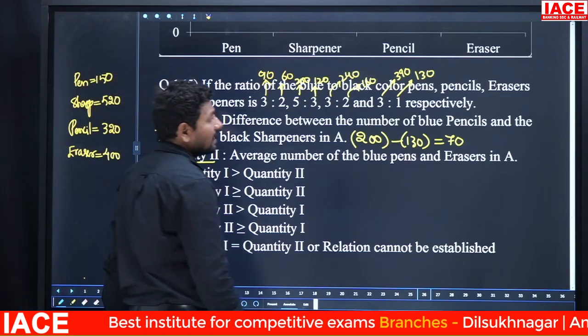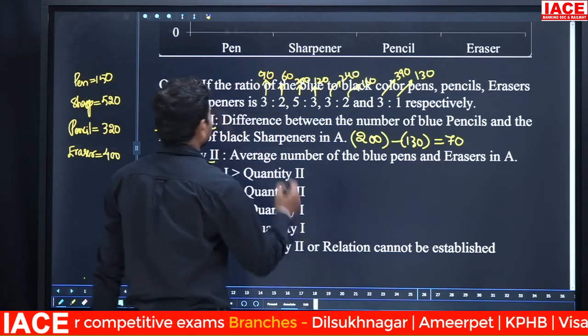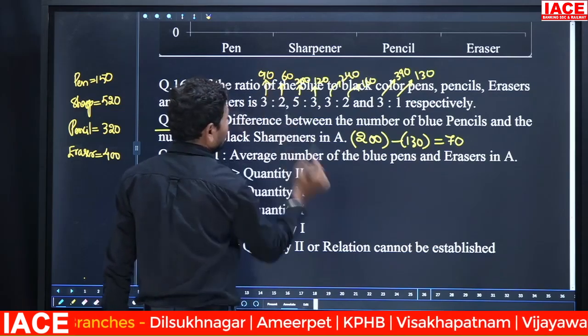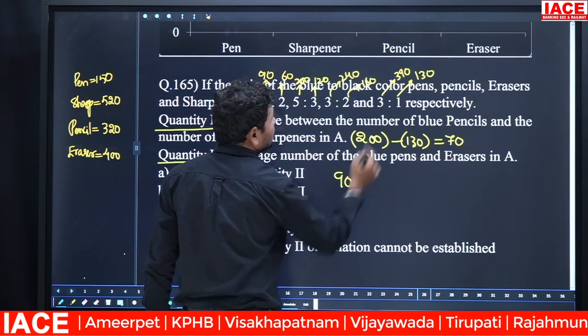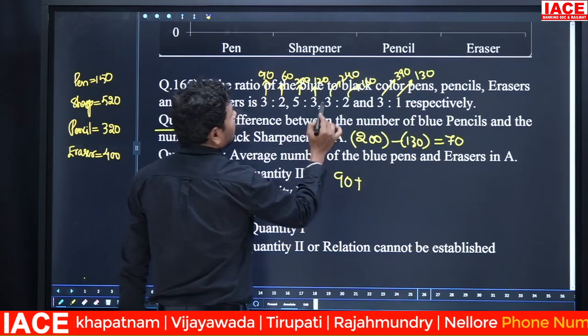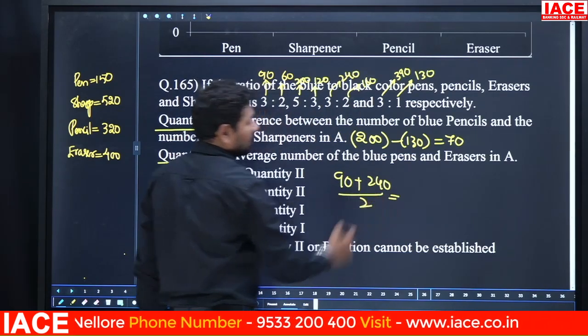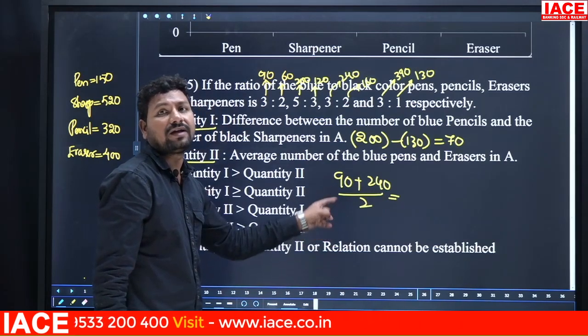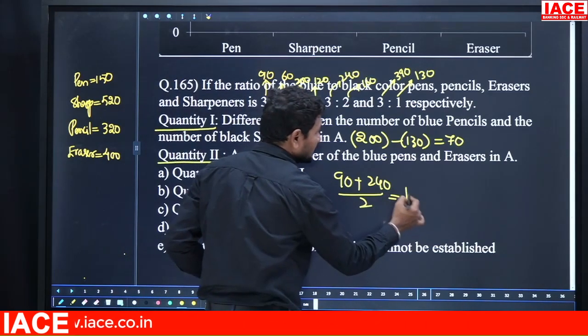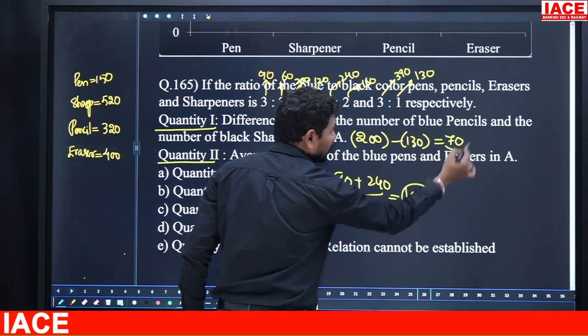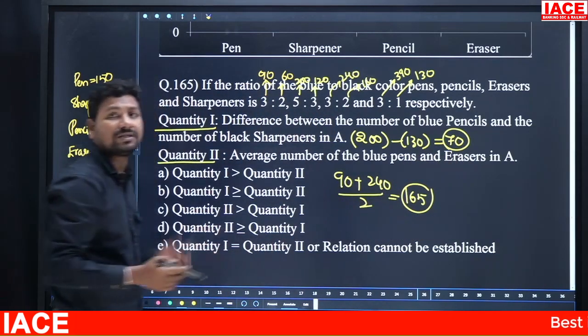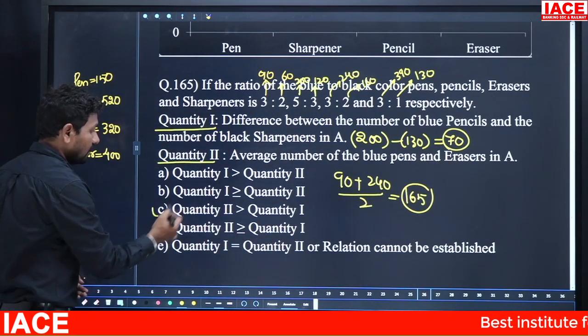Blue pens and erasers in A. Blue pens means the first one, the blue pens value is 90, plus eraser is the third one, here it is 240, divided by 2. 240 half value is 120, 90 half value is 45, 45 plus 120 is 165. Is 165 bigger or 70 bigger? 165 is bigger. That means quantity 2 is greater than quantity 1. Option C.